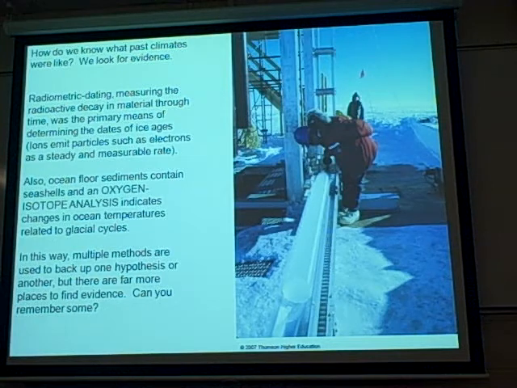There are controversies and arguments that happen, of course, sometimes very fierce ones among the scientists themselves. But there's general agreement that our book talks about. So one way of looking is radiometric dating, looking at radioactive decay. Another is looking at ocean floor sediments. They contain seashells that have been deposited on the sea floor for a long period of time. So you can go down and get some samples and look at what was floating around in the air and in the ocean at the time, and do an analysis like that.